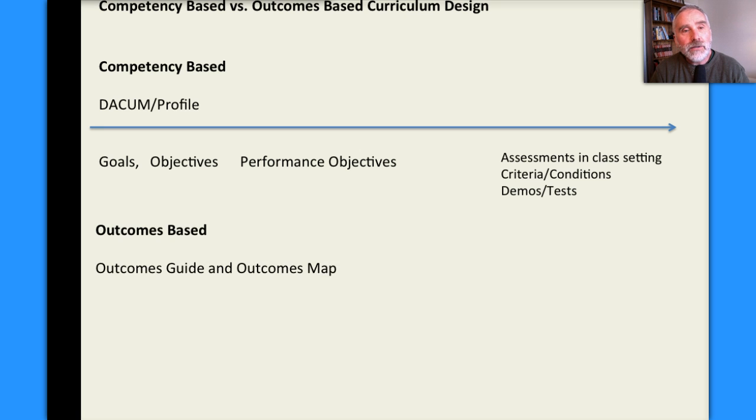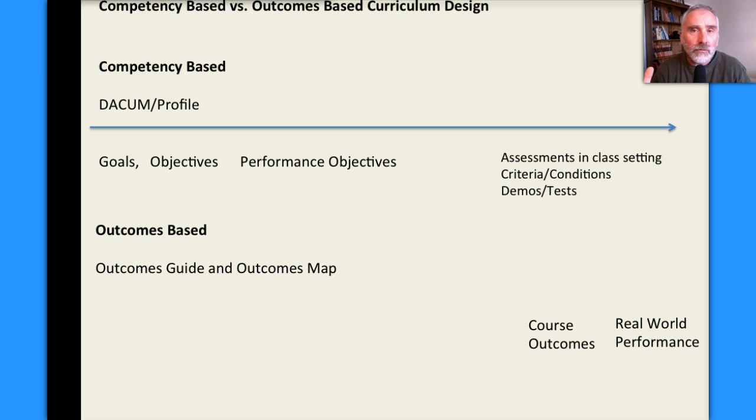Outcomes-based, you have an outcomes guide and an outcomes map that you have to develop. This is a backwards approach. So we start on the other side, on the right-hand side, and we look at, okay, what's the real-world performance that we're simulating, that we want these students to be able to move towards by the end of the course. So then we move from the right to the left. What are the course outcomes that we should develop?